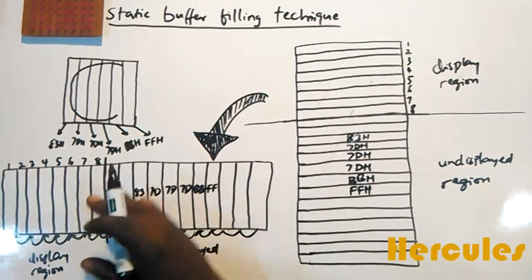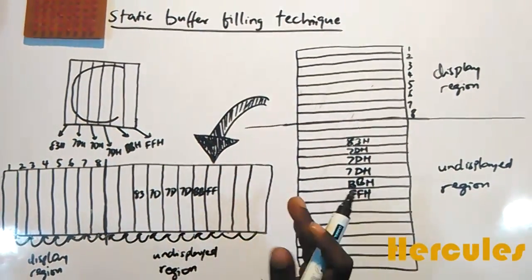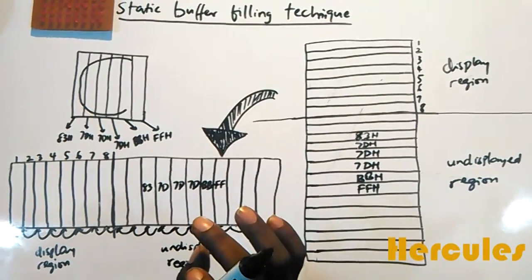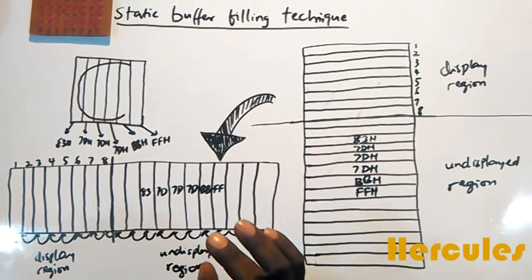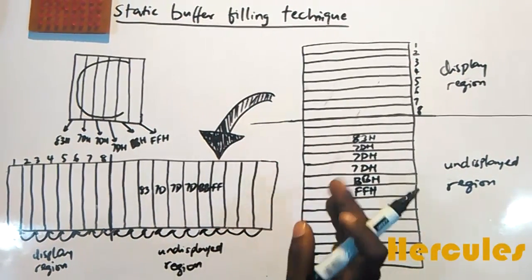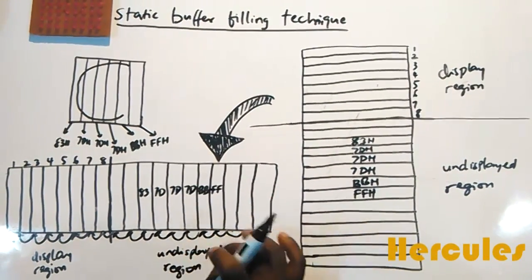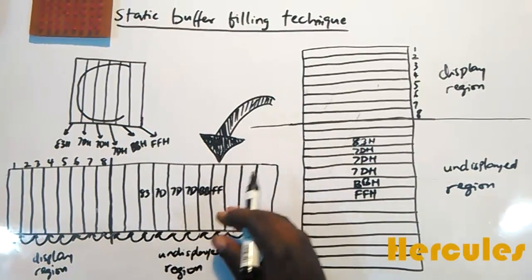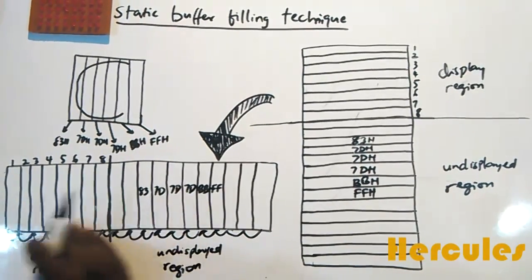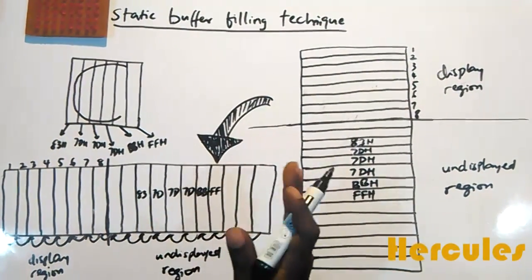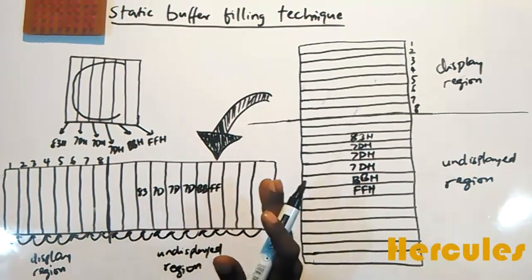So if we have other interesting words we want to display with the 8x8 LED matrix, all we need to do is get our character segment bytes for the different characters of the word we want to display, manually fill them statically into the undisplayed region, and then use a shift instruction to rotate them into the display region, and so on. That display gives us the scrolling effect. And that's just the whole basic idea of the static buffer filling technique.